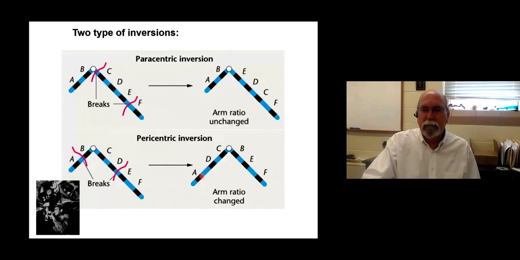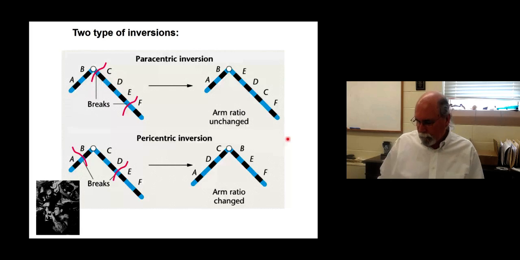But once again, it's an inversion. You have A, D, C now instead of A, B centromere. So you have this part that's been moved around. Okay, just some examples of where this has been important.